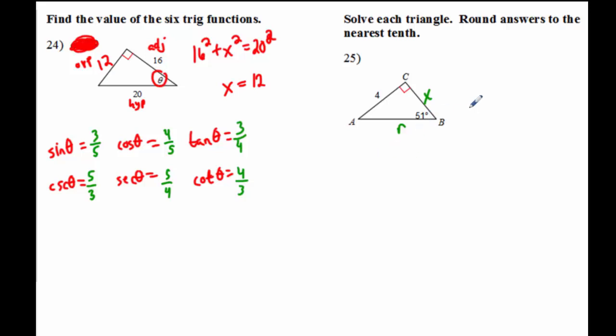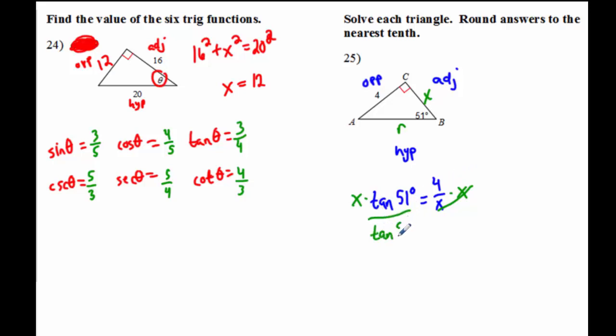So what I'm going to do is to find x, I have to think about what sides these are. This is adjacent, this is opposite, this is hypotenuse. So if I want to find x, I need to use opposite and adjacent, which is tangent. Tangent of 51 degrees equals 4 over x. Now, the way I solve this is I'd have to multiply both sides by the bottom, which is x. So x times tangent 51 equals 4. So that means I need to divide both sides by tangent 51.